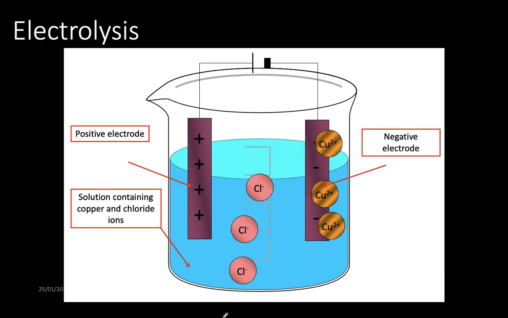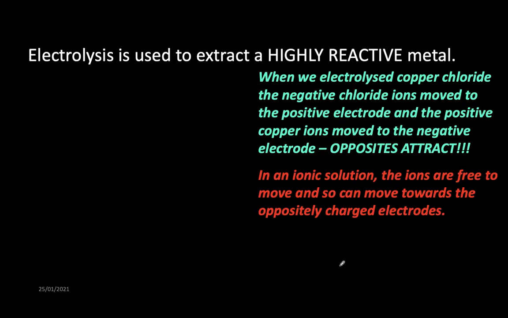When the electricity is turned on, the copper ions, which are positive, are attracted to the negative electrode, and the chloride ions, which are negative, are attracted to the positive electrode. When we electrolyse copper chloride, negative chloride ions move to the positive electrode and the positive copper ions move to the negative electrode. It is important to remember that in electrolysis our opposites attract. So non-metal negative ions go to your positive electrode, and metal positive ions will go to your negative electrode.